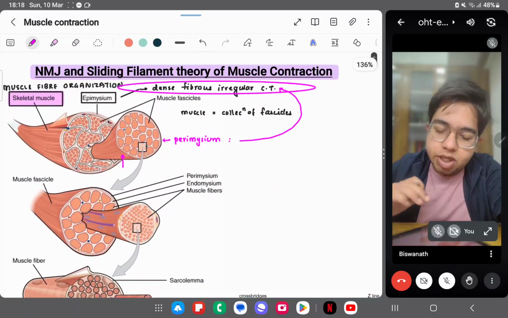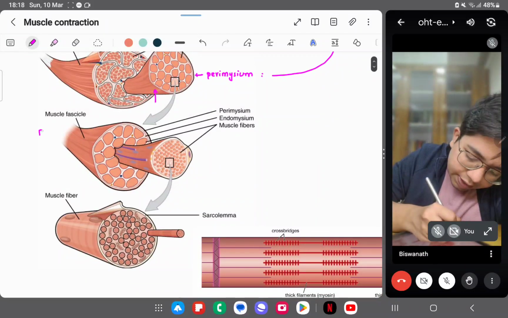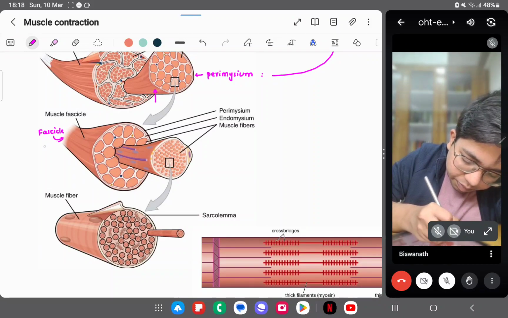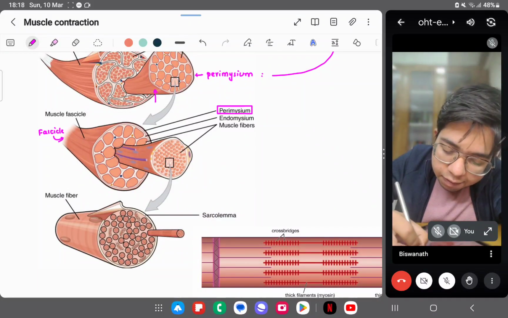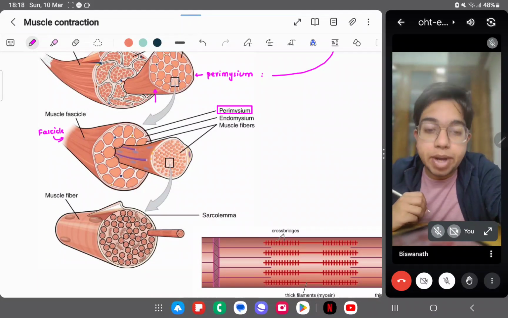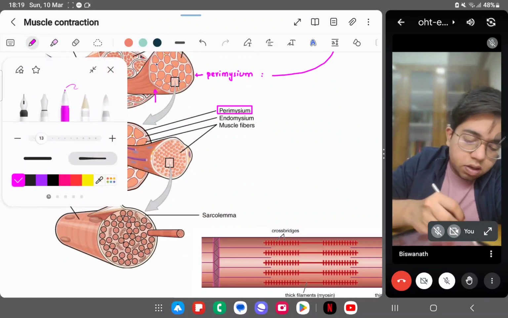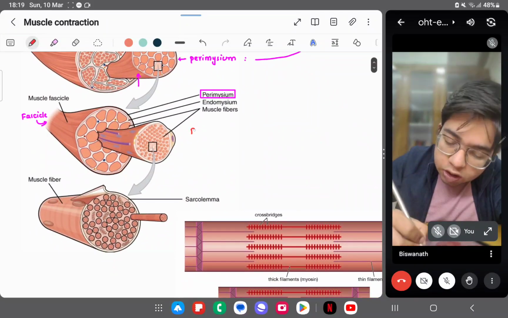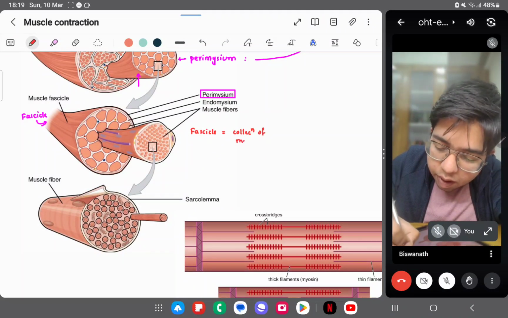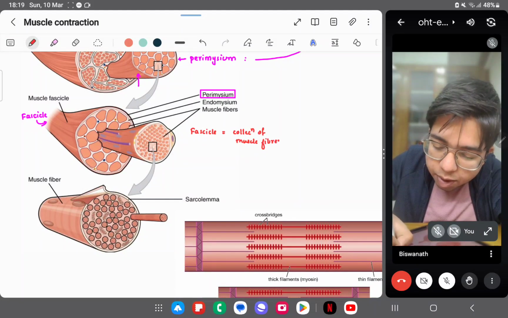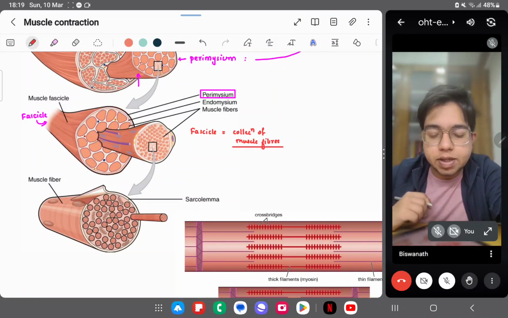So if you understood this much, let's move on and look at a fascicle individually. This is a fascicle, and if you can see, the outermost covering is of course the perimysium, and each fascicle is a collection of muscle fibers. Okay, fascicle is a collection of muscle fibers.